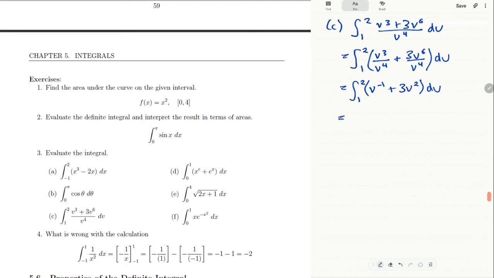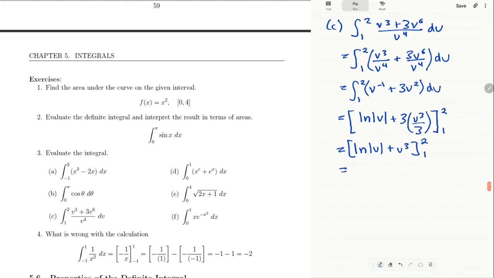So now let's find the antiderivative. The antiderivative of v to the negative 1 is the natural log of the absolute value of v, plus 3 times v cubed over 3. And we evaluate this at 2 and at 1. So let's first simplify. We have the natural log absolute value of v plus v cubed, evaluated at 2 and 1.